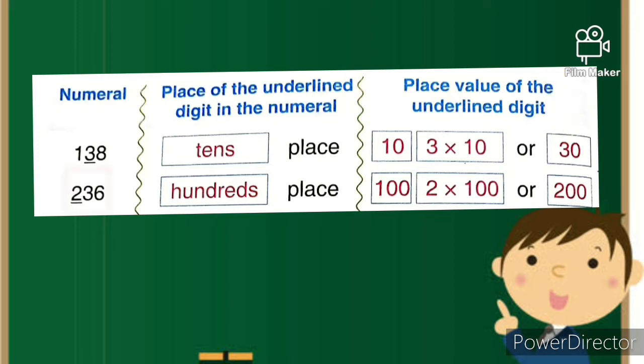In the same way, we will take the next number, that is 236, where we have to find the place value of 2. So we can see that 2 is in the hundreds place. So we will multiply 2 by 100. So the answer will be 200. So here in the first example, the place value of 3 is 30, whereas in the second example, the place value of 2 is 200.